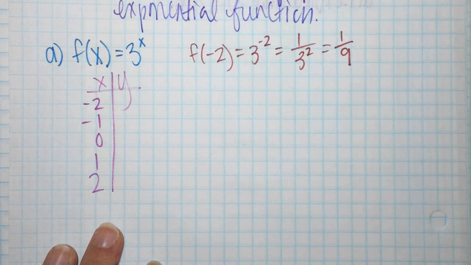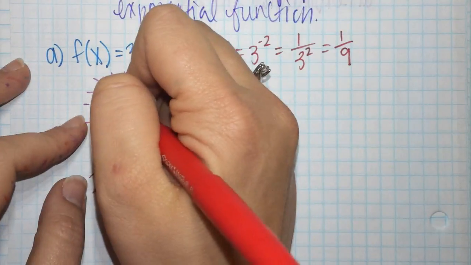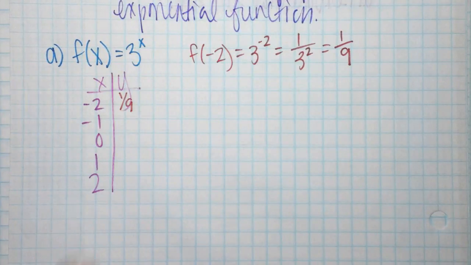Alright, we're in a pretty good pace, so let's say it a little faster. What's 3 squared? Hey, I said it faster, so I get a point. Nine. Alright, so it's 1/9.